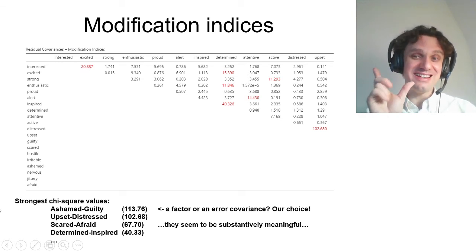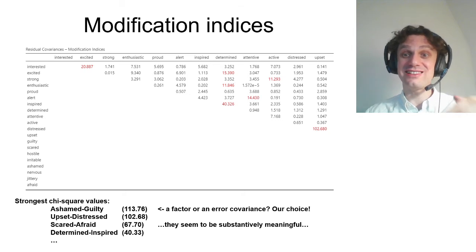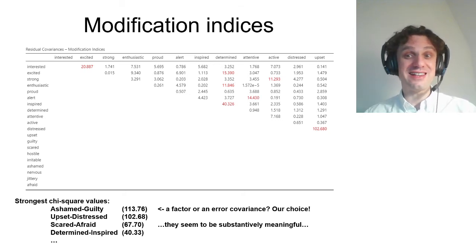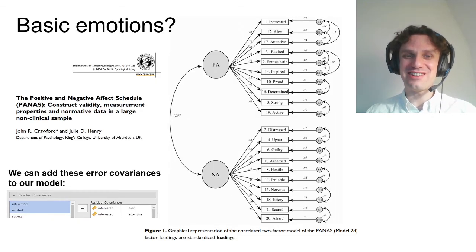As you can see, these are pairs of emotions that reflect kind of similar emotions. They seem to be substantially meaningful, so we can consider adding them to our model. But if we add them, we would need to cross-validate our model in a new sample. That's why instead of relying on our modification indices, we can rely on previous research.